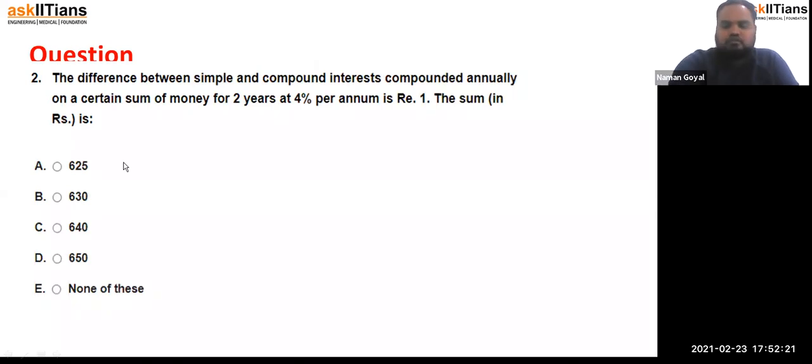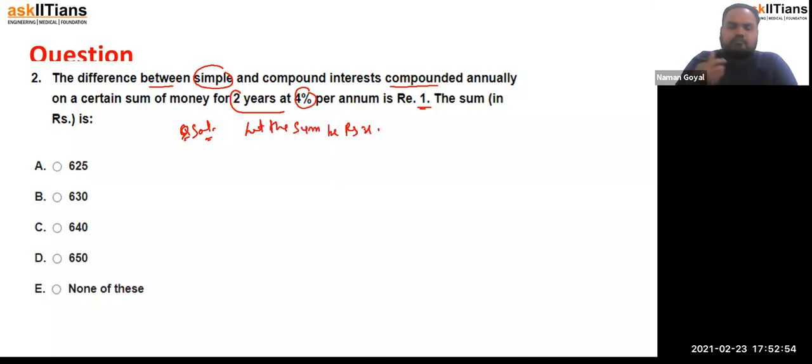Okay, now we have to do this question. This is a good question. Now see, in this particular question, it is given that, let me select the pen first, right? Without a pen, I'm not able to write. The difference between the simple and compound interest, compounded annually, on a certain sum of money for 2 years at 4% per annum is rupees 1. Then the total amount is asked. So for the solution, let the sum be rupees X.